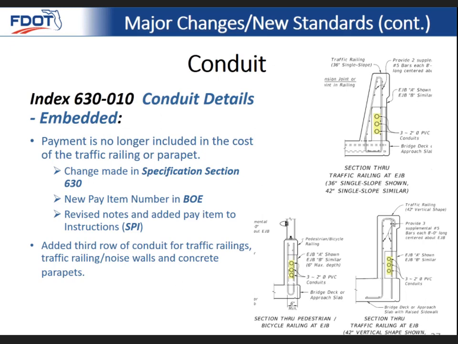Another change with that is now conduits are specifically paid for. They're not incidental to construction. So those have to be quantified and summarized in the quantities. In addition, the junction boxes are also required to be quantified and have a separate payment item under the 635 series.